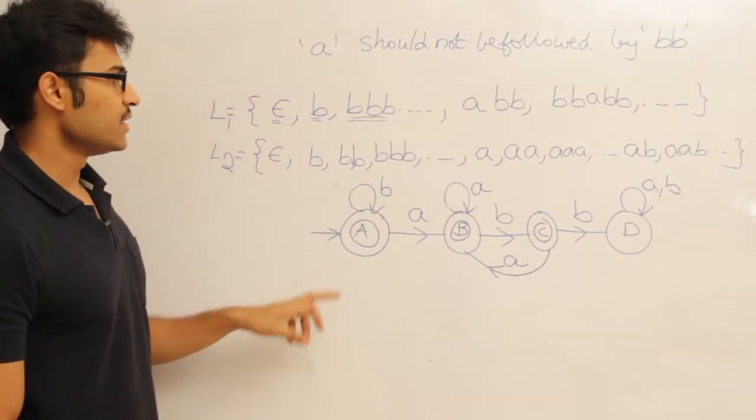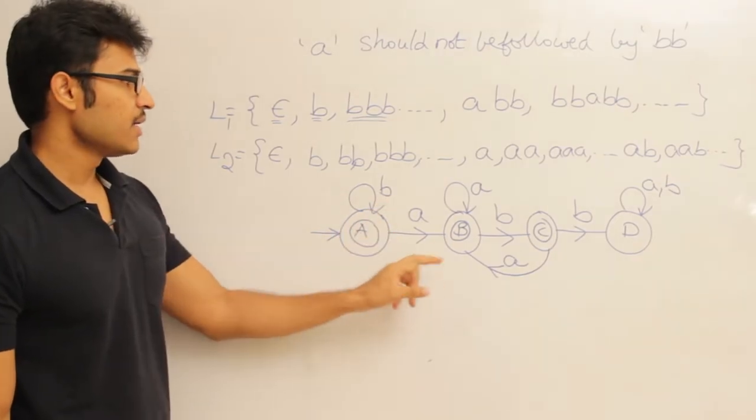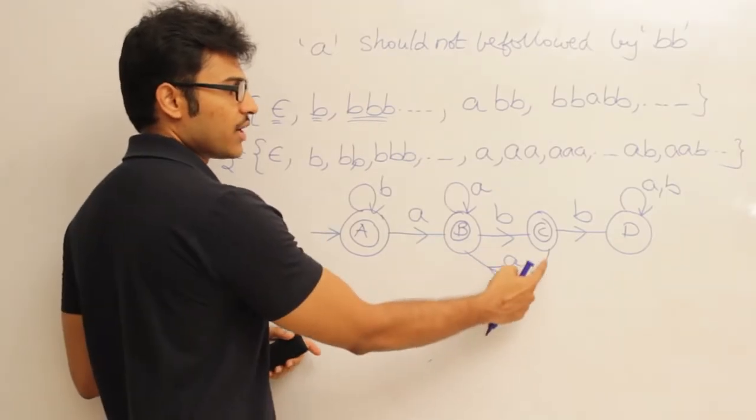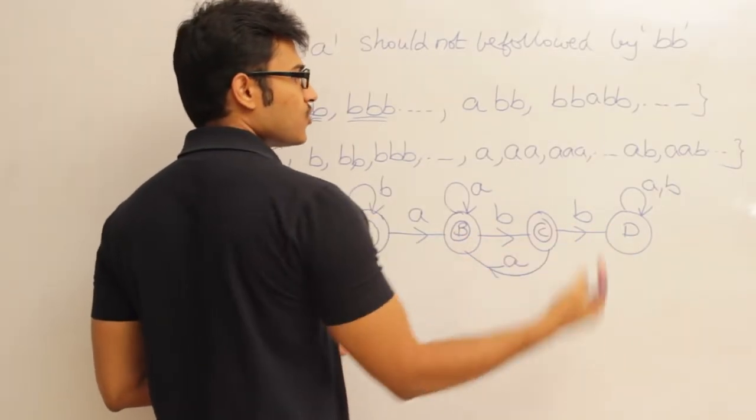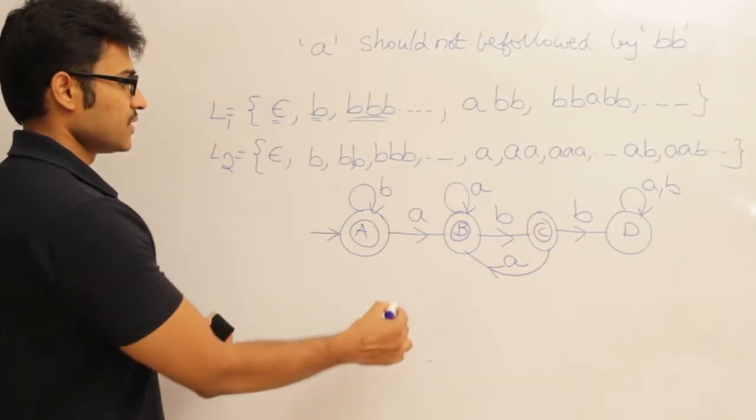Now check it, it is a DFA. For A, we have shown what happens on A and B. For B, we have shown what happens on A and B. And for C, we have shown what happens on A and B. For D, we have shown what happens on A and B. In fact, D is a dead state. So this is the answer.